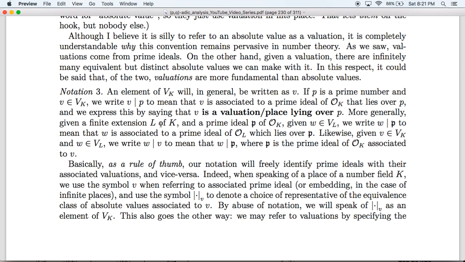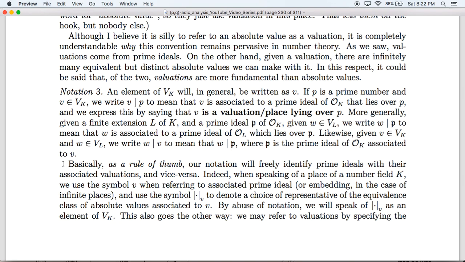More generally, if we have a finite extension L of K and a prime ideal P of O_K, given a place w of L, we write w divides P to mean that the prime associated to w in O_L lies over the prime P in O_K. Likewise, given a place v in K and a place w in L, we write w divides v to mean that w divides P, where P is the prime ideal of O_K associated to v.